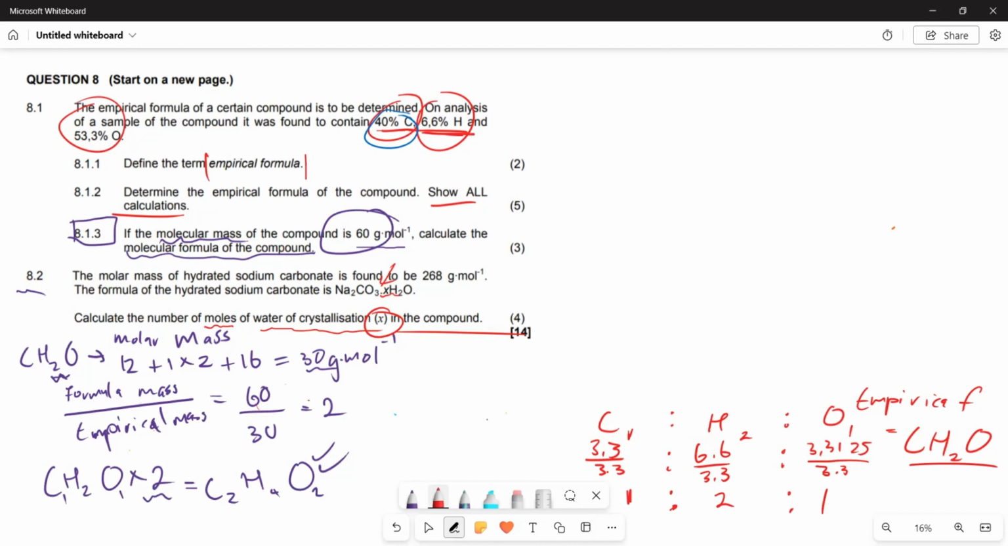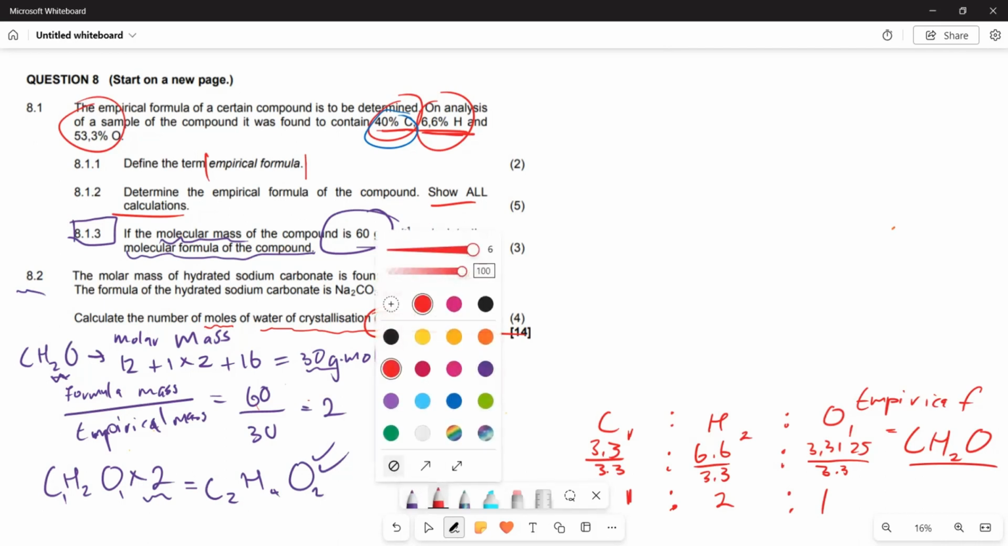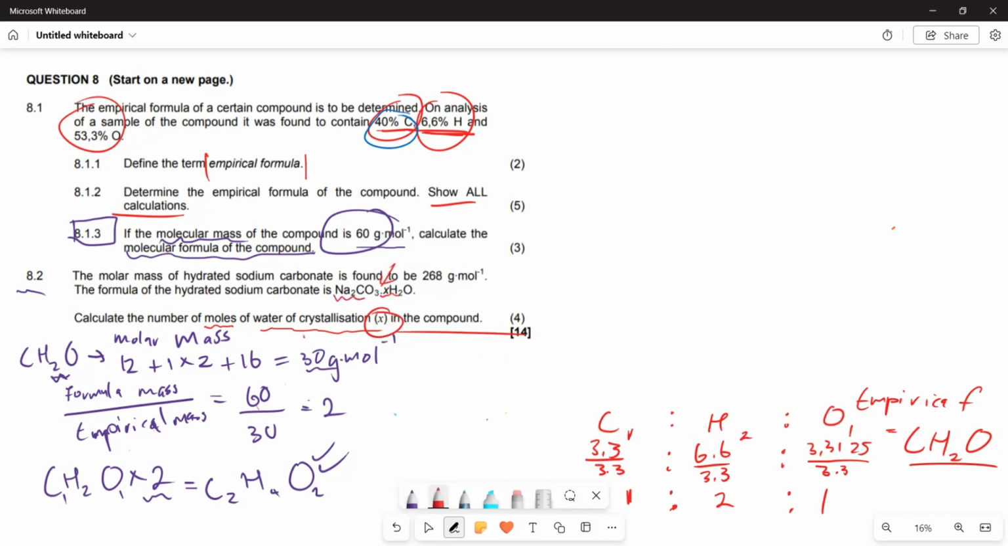Now, what is it that we are going to do firstly here? We are going to start here. In order for us to do this, we are going to ask what the mass is. We're going to start by calculating the molar mass of your Na2CO3.